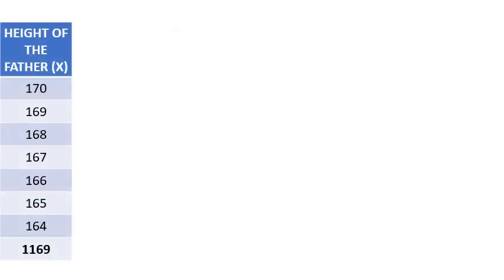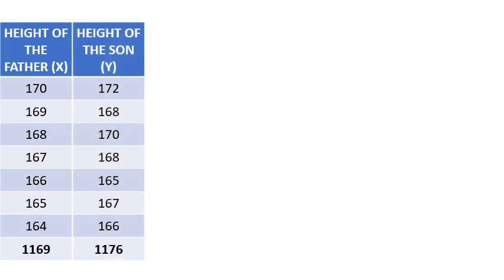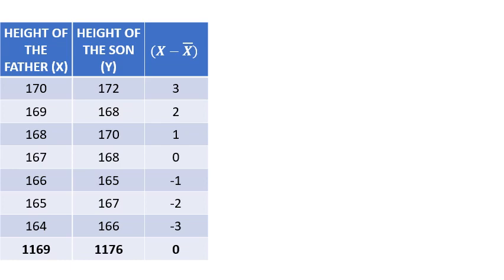Preparing the table, starting with copying down the question, height of the father, height of the son. Then we need x minus x bar, that is from all the values of x we will be deducting x bar. Our column will look something like this. The total must be 0. This is the x bar y bar method.